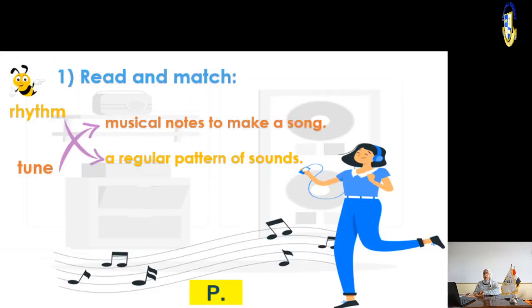Now, my dear pupils, open page 92, read and match. What is the meaning of the word rhythm and tune? Rhythm is a regular pattern of sounds. What about tune? Tune is musical notes to make a song.